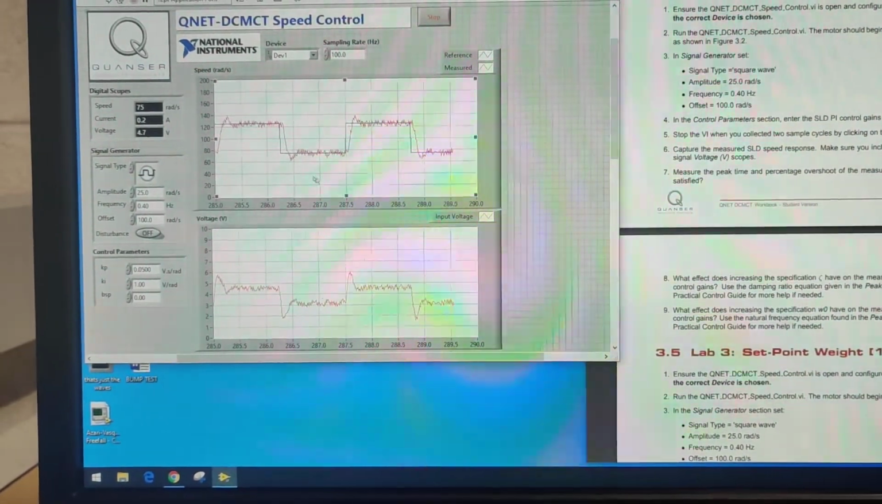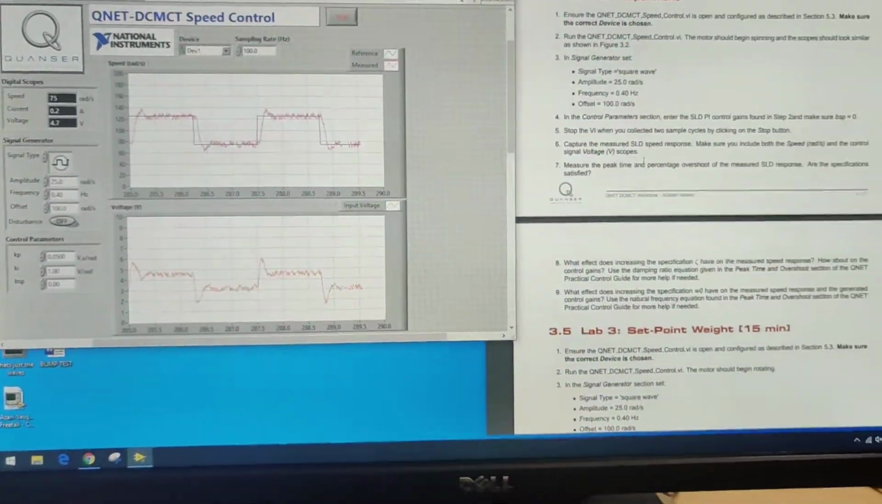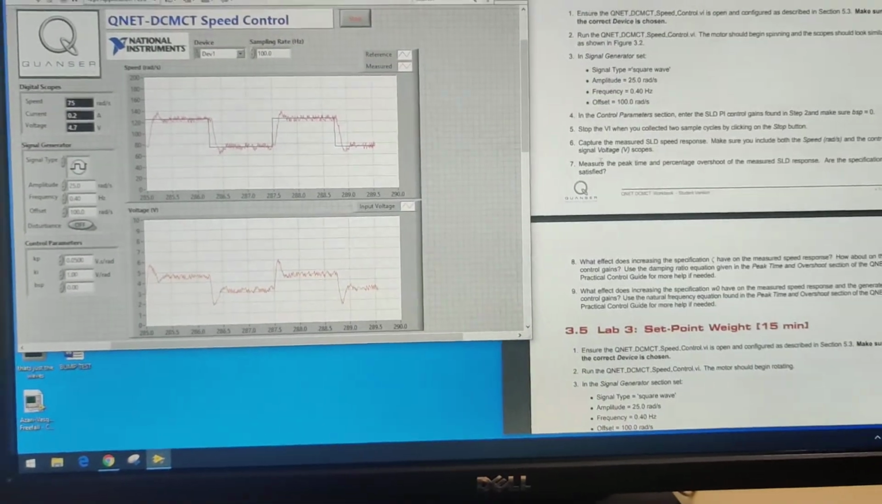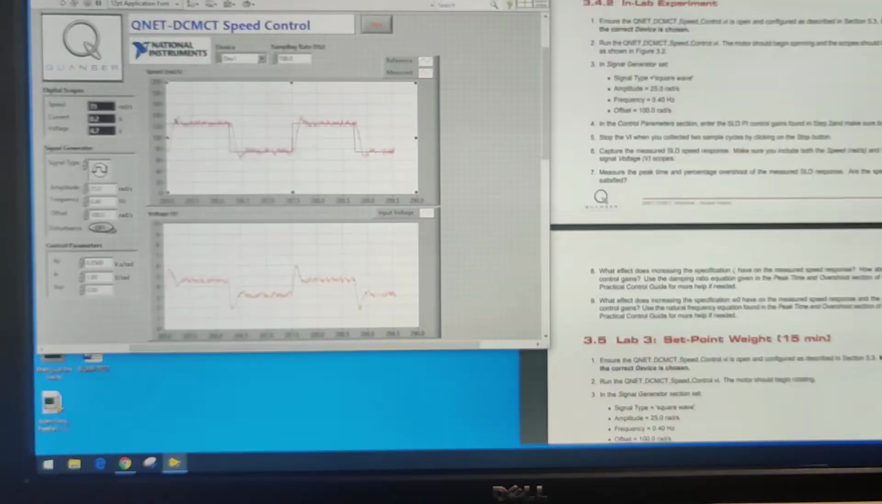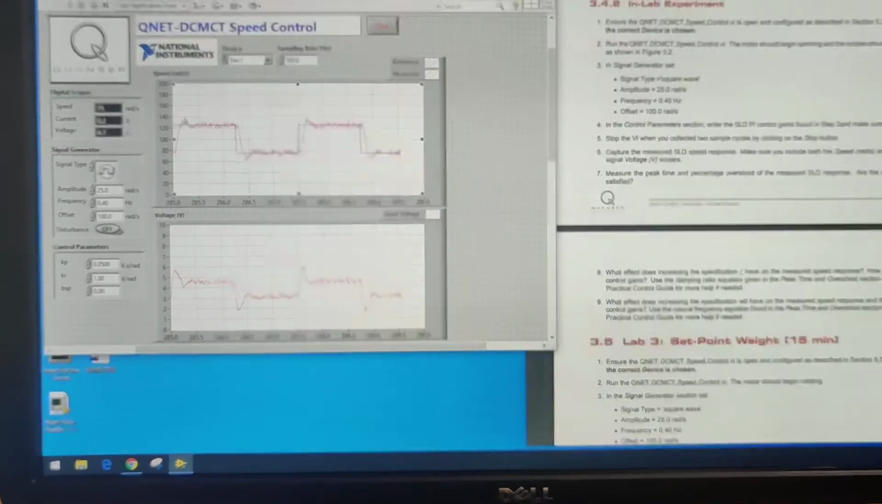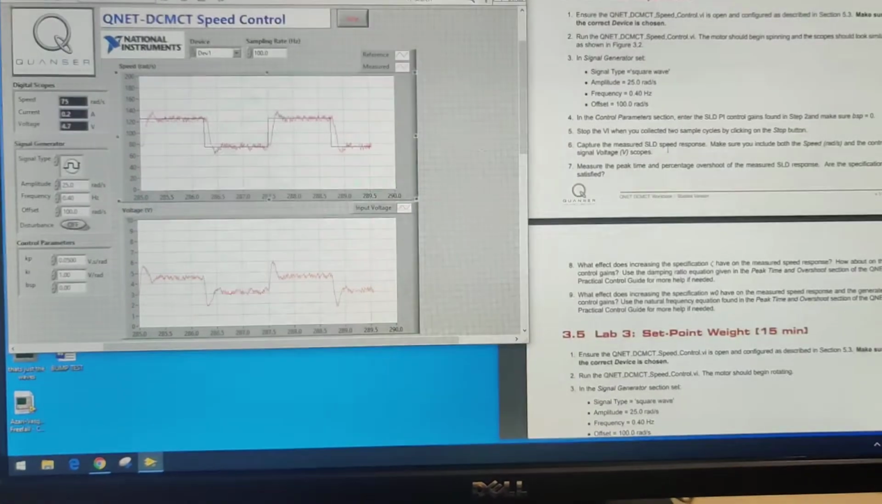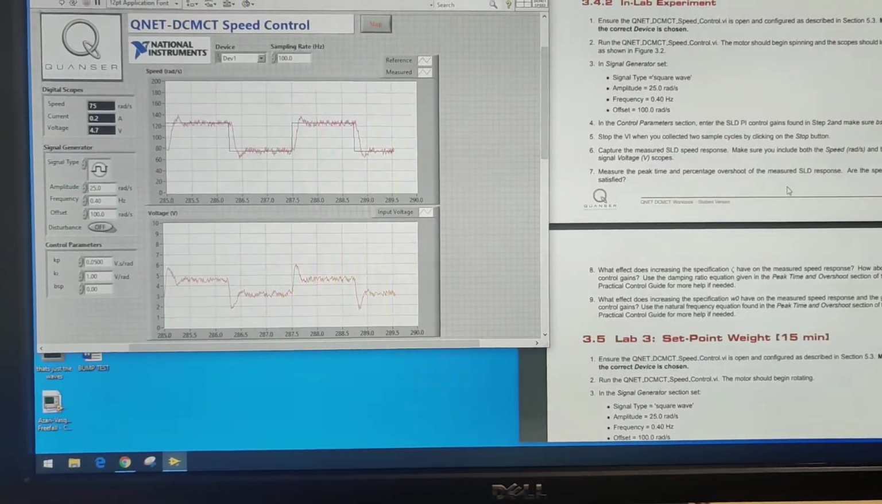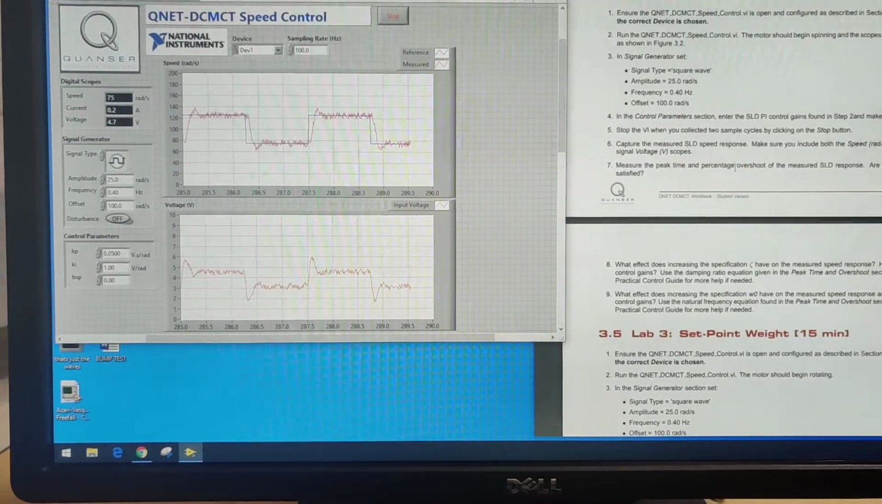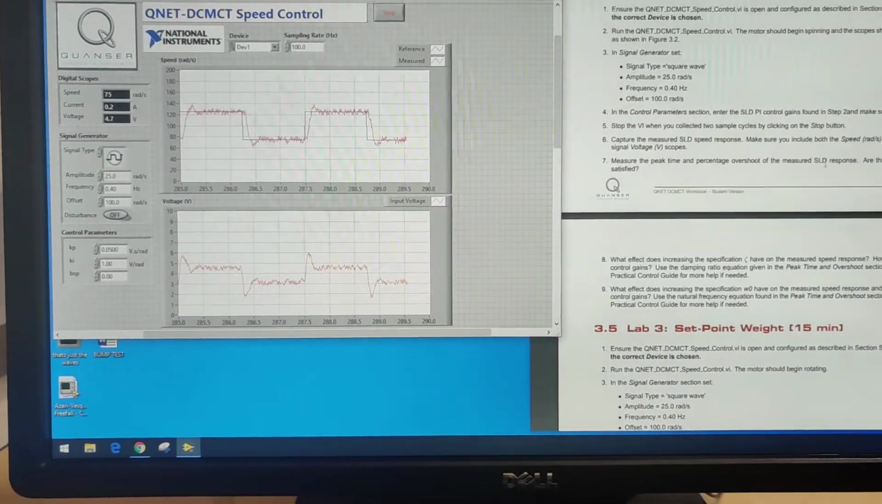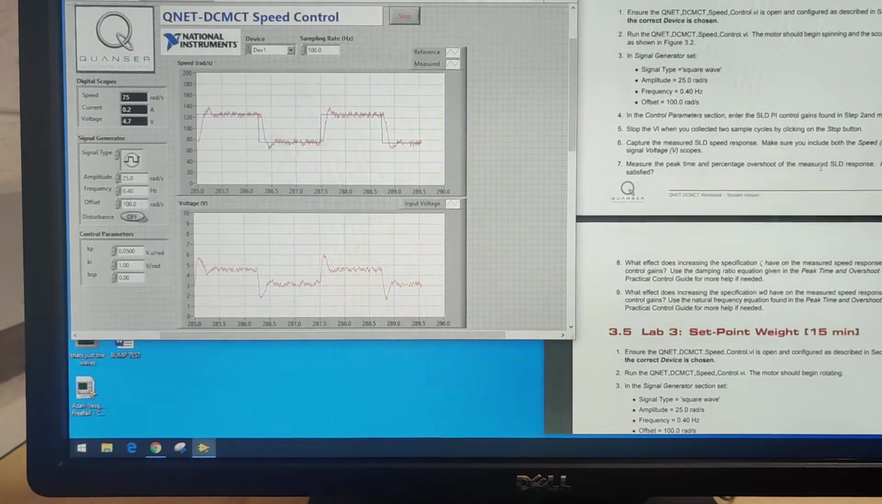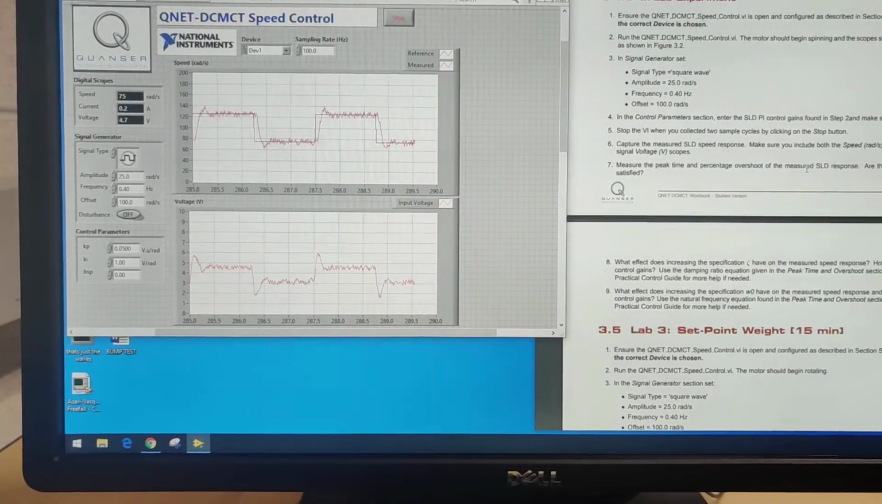So what you need to do is following the 7th question, measure the peak time. So the peak time of the measured one is about 140-ish, and also the percentage of overshooting, do the calculation for the percentage overshooting of this measured SLD response.